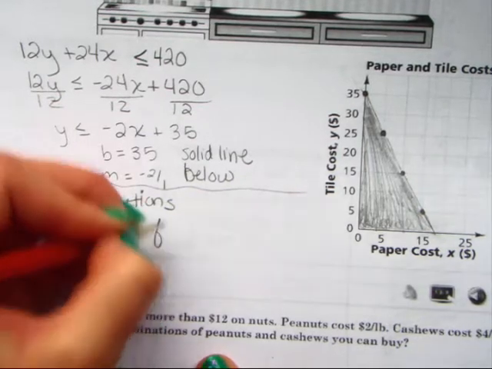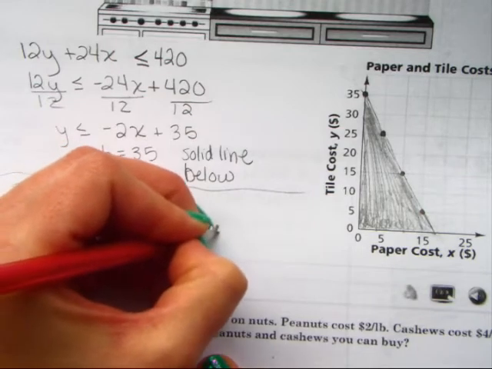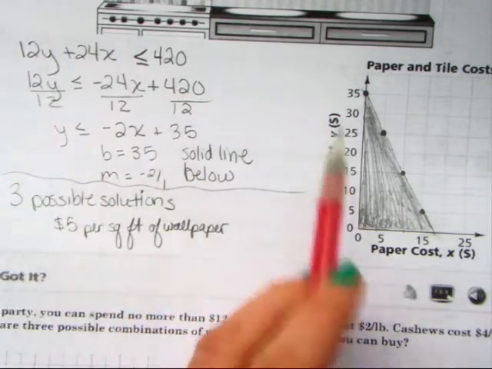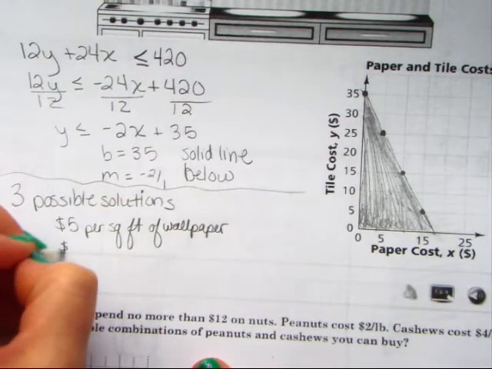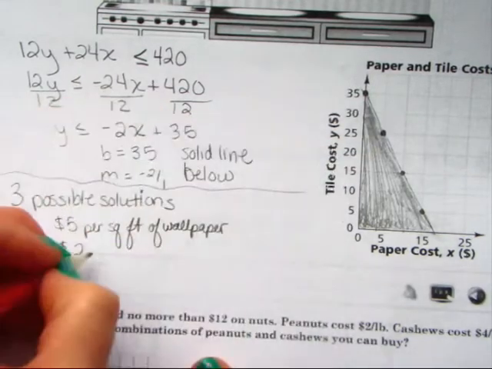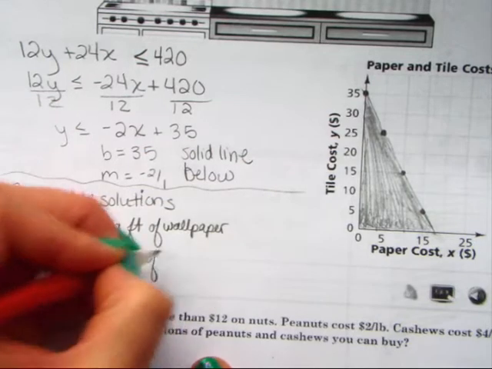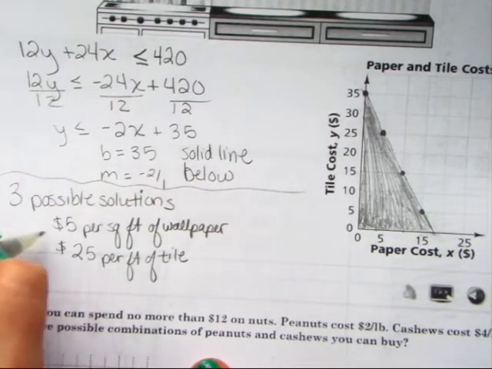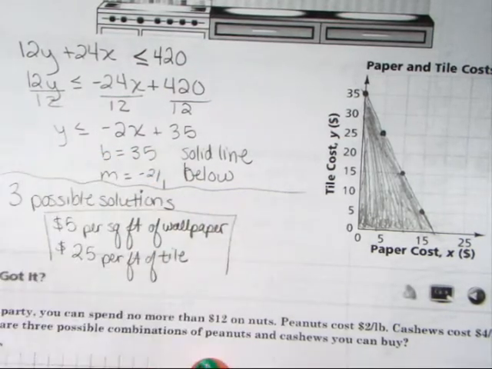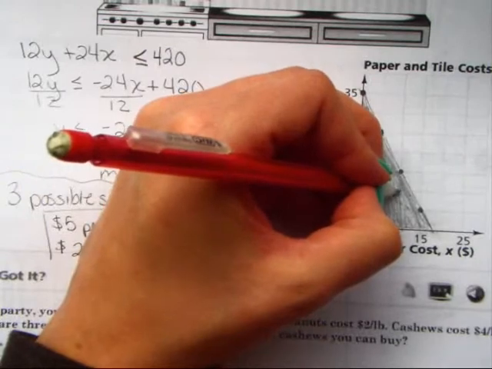of wallpaper. Okay, so they can spend, because that's the X, $5 per square foot on the wallpaper as long as their tile is $25 per square foot for the tile. Okay? So that is one possible solution. Now maybe you don't like that solution. Alright, well look at this one in here.